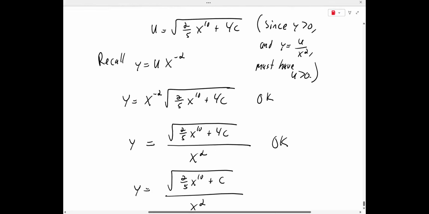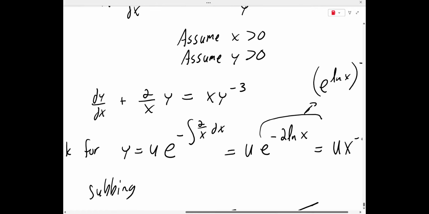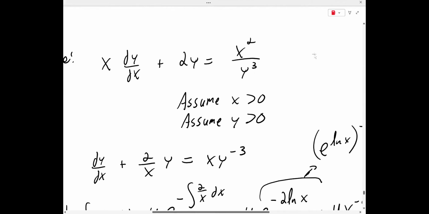One thing I will mention, sometimes on these you might have an initial value problem. This was not an initial value problem, but you might have one here. You might say, like, y of 1 is equal to 8, for example, and then this assume y greater than 0 part may not be here.